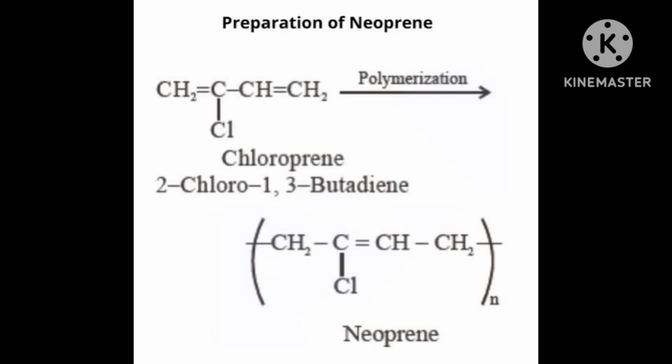Cis means adjacent, in the same side. If the group is opposite, that is called trans. If adjacent means cis. Then cis polyisoprene molecules consist of various chains held together by van der Waals interaction force. That is also called van der Waals force.